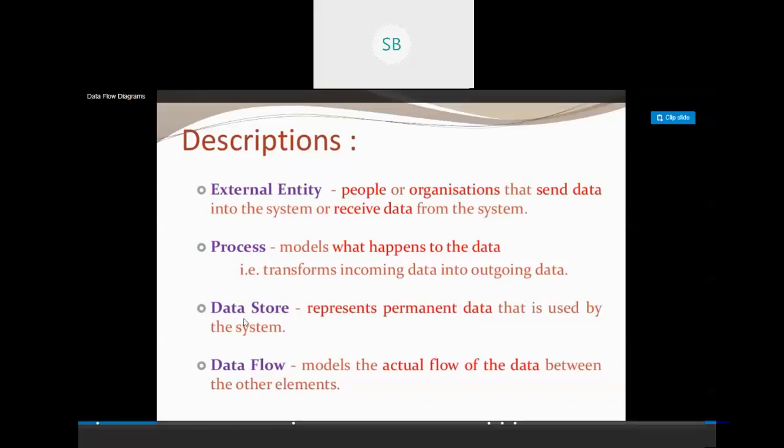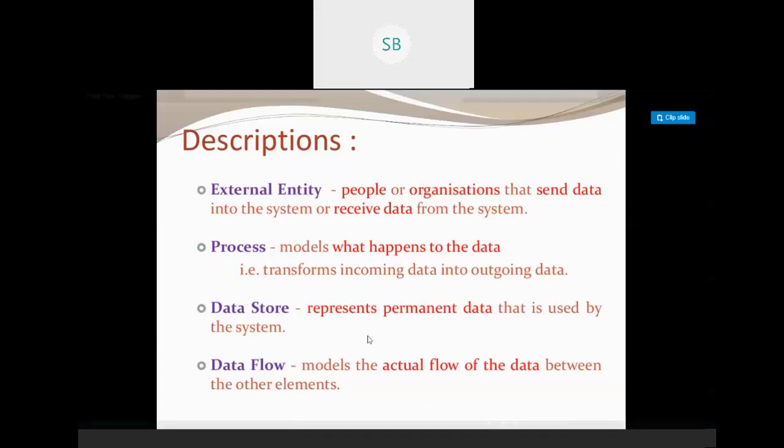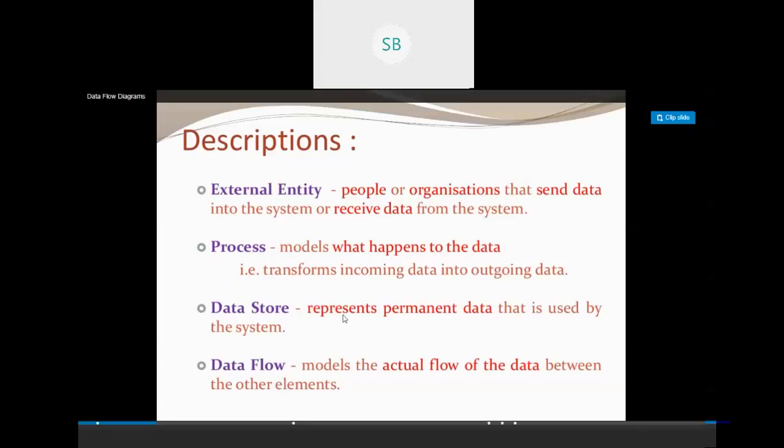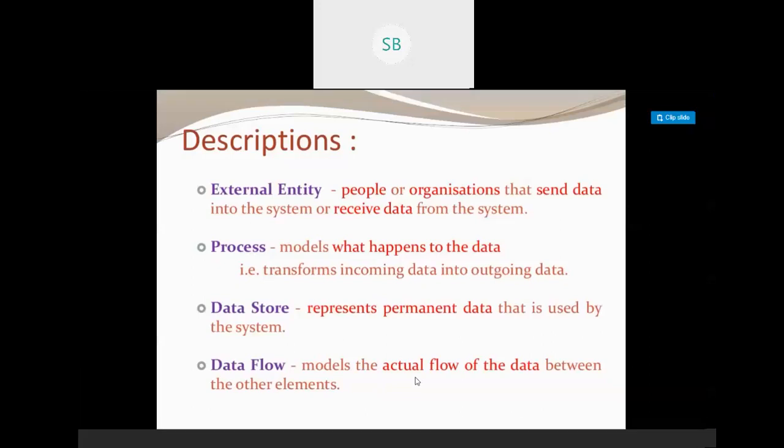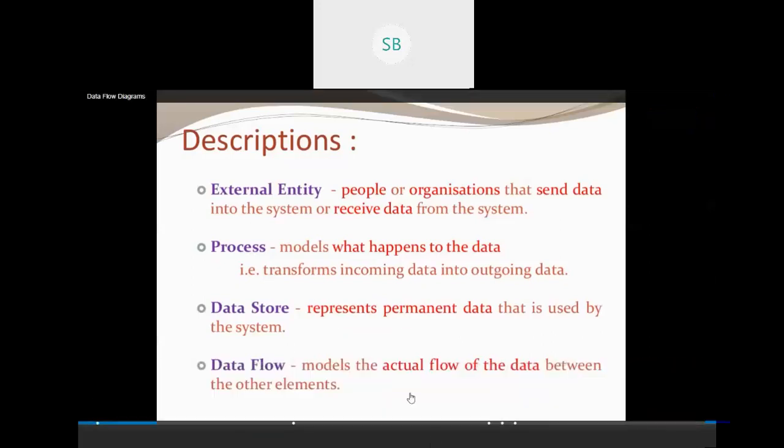Then we have a data store. Basically, it represents permanent data that is used by the system. You can think of your database, the tables in the database are known as a data store. Now, what is a data flow? It will show the actual flow: what is the thing you are entering into your process, and what is the thing you are getting from it. I'll show you.